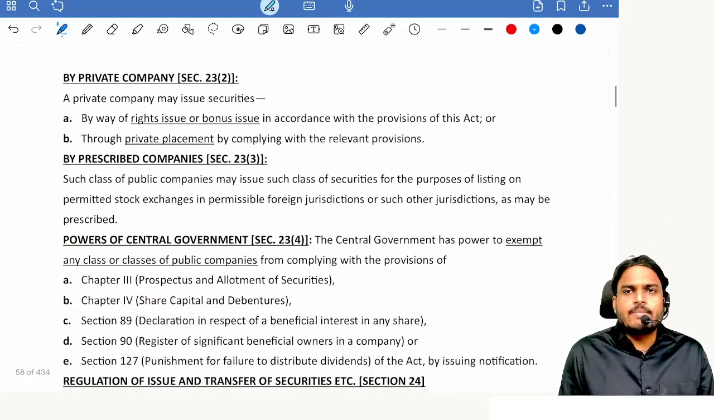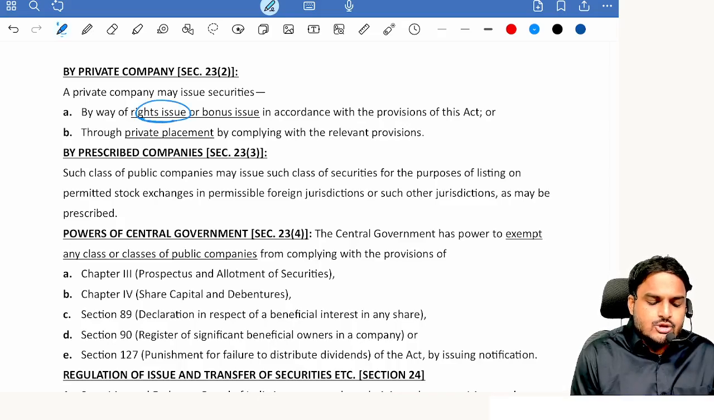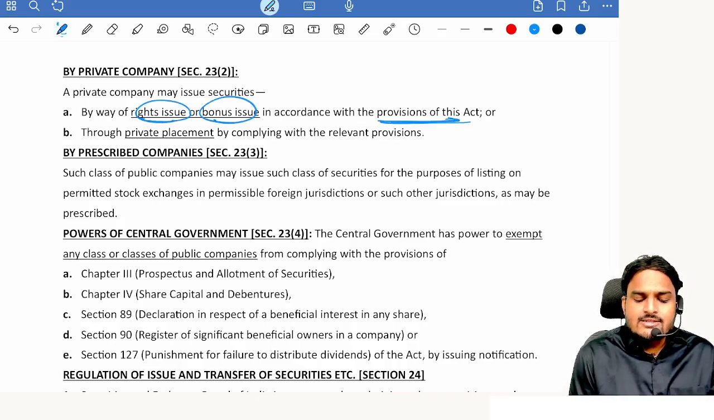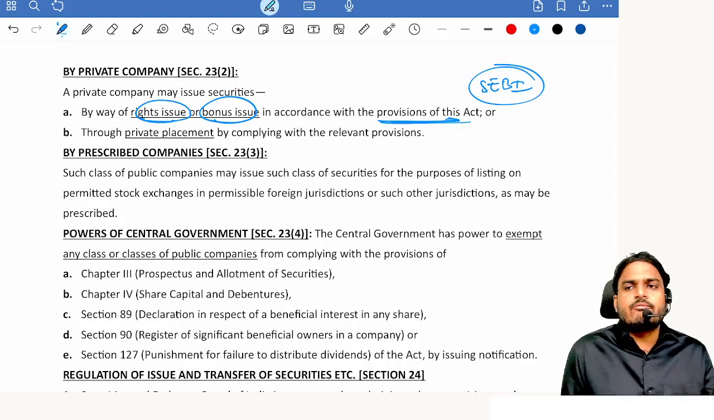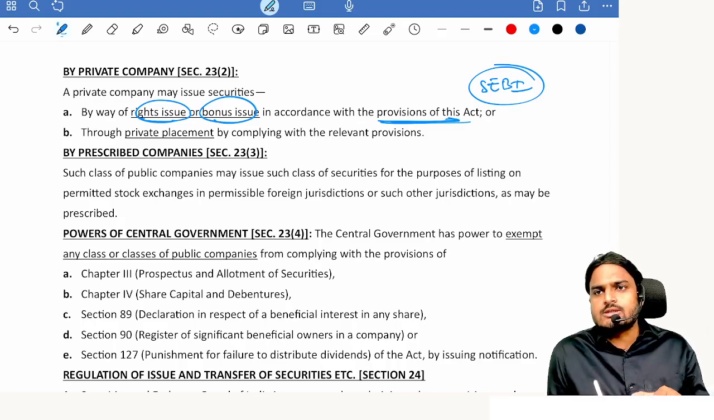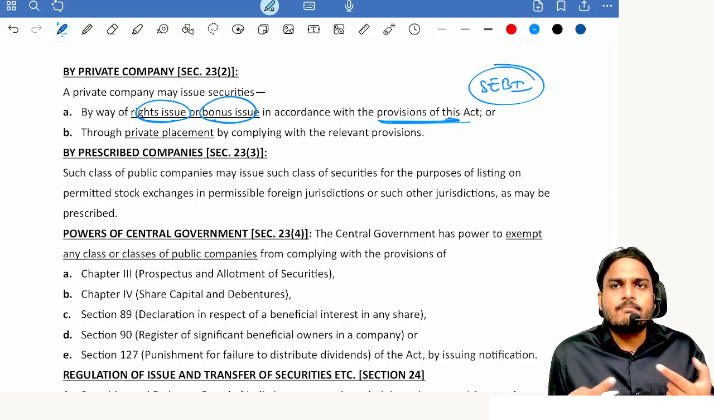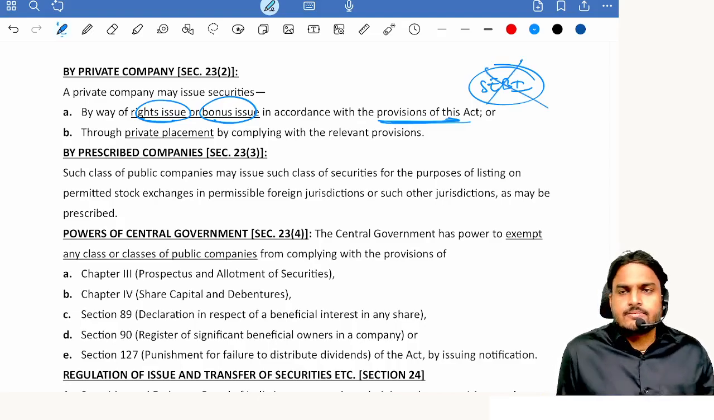Next, for a private company, how many modes? Only two modes. One is by way of rights issue or bonus issue in accordance with provisions of this Act. Here you cannot find the word SEBI. Why? Private companies are prohibited from inviting the public to subscribe to its securities. That means private companies cannot make a public offer. Since there is no public offer, no need to comply with SEBI.